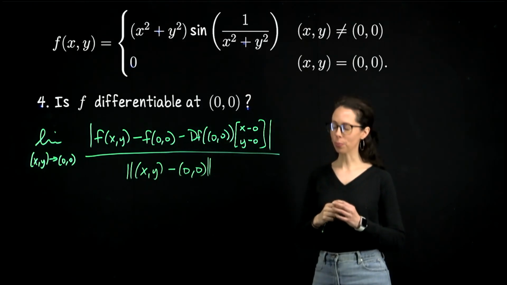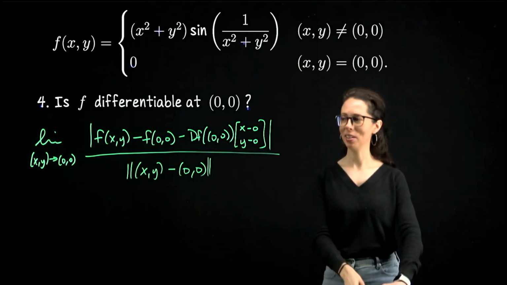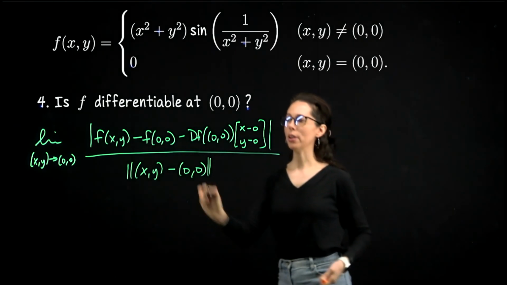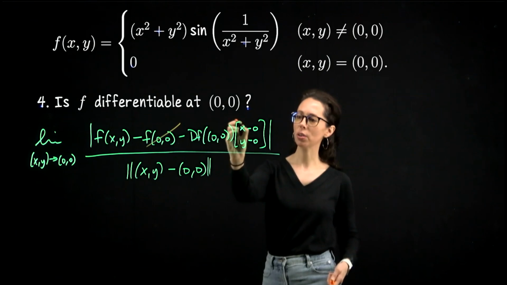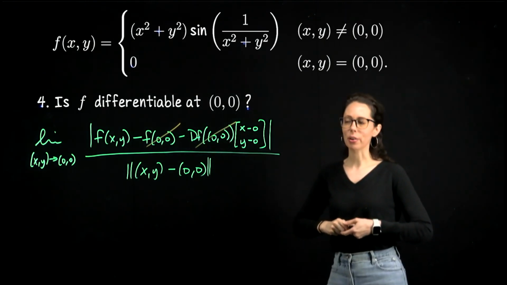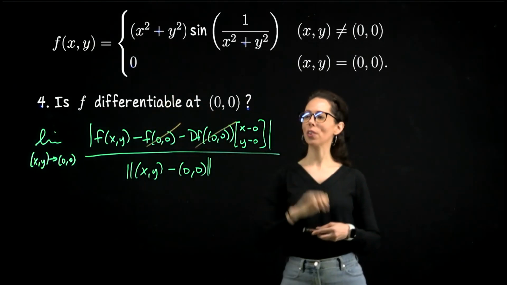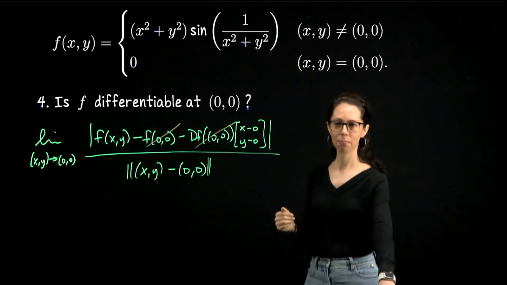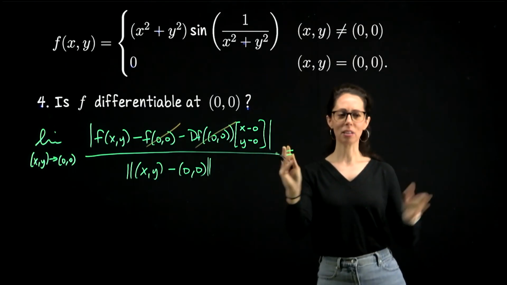Right, so that's what we want to do. It's really not that bad because this function we know to be 0 at the origin, and also its Jacobian matrix was a matrix of zeros at the origin. So almost everything disappears from this numerator except for that first term. So I think I can squeeze it here.